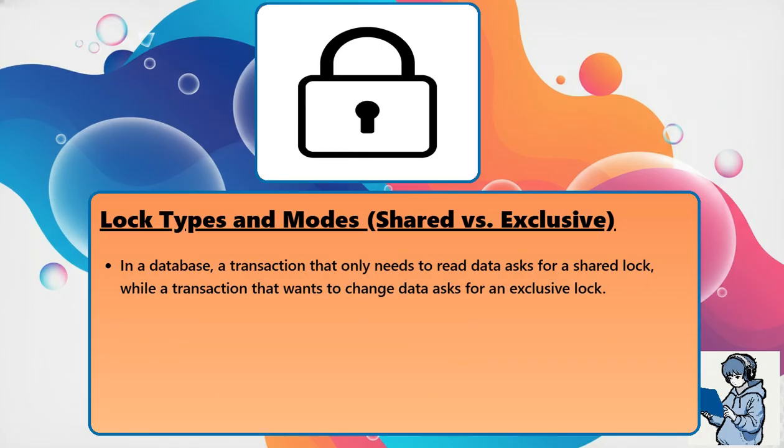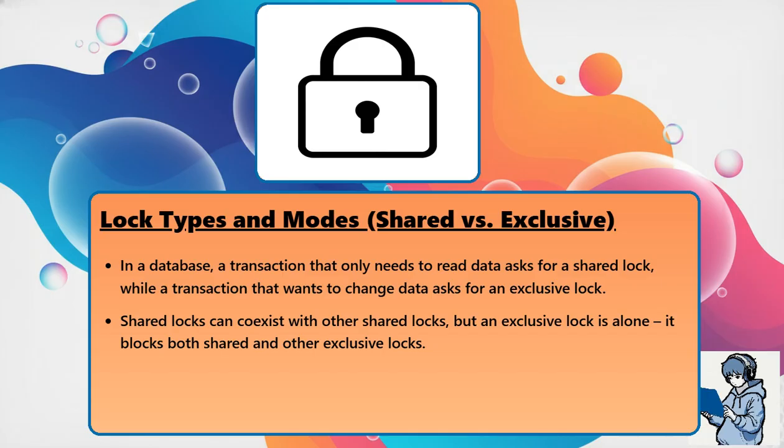In a database, a transaction that only needs to read data asks for a shared lock, while a transaction that wants to change data asks for an exclusive lock. Shared locks can coexist with other shared locks, but an exclusive lock is alone. It blocks both shared and other exclusive locks.